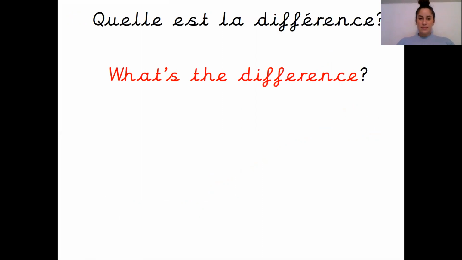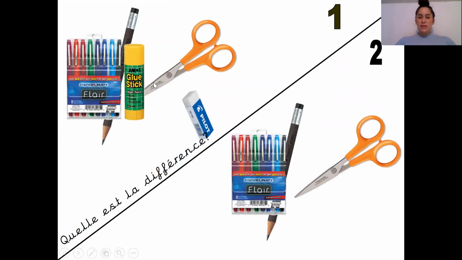Well done. Okay, we're going to play a game of spot the difference now. So what is the difference? You're going to have to say the name of the items in French between this image and this image. Quelle est la différence? Which means what is the difference? Quelle est la différence? Well, if you look closely, une gomme, we don't have a rubber here, et un bâton de colle. So, une gomme et, which means and, un bâton de colle.